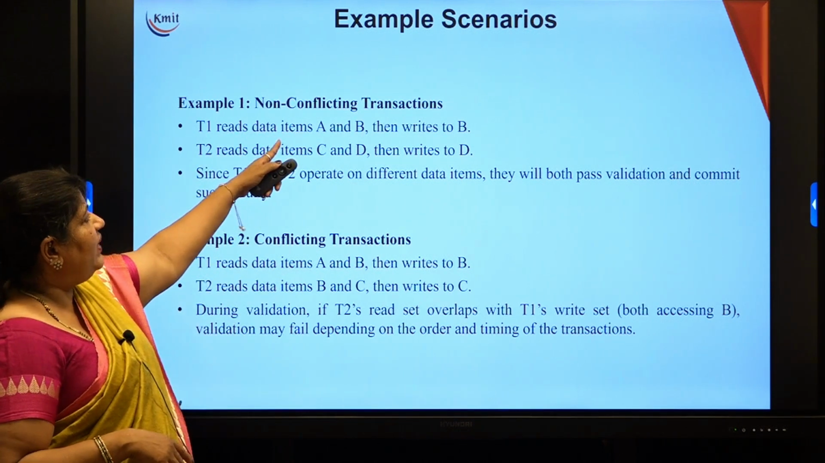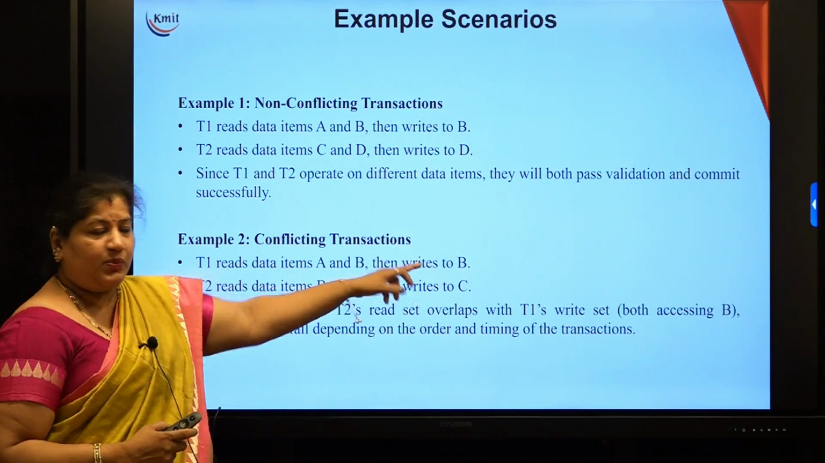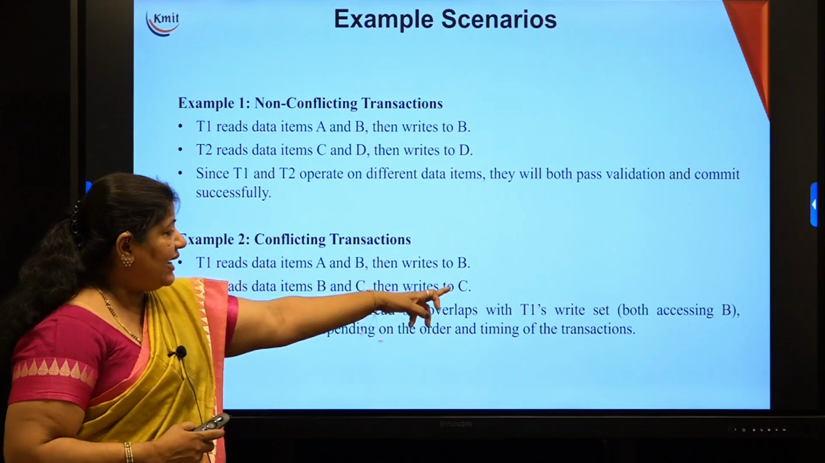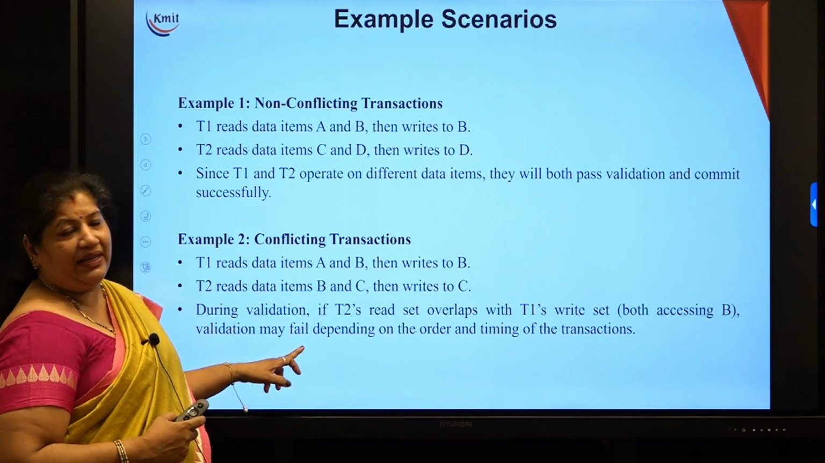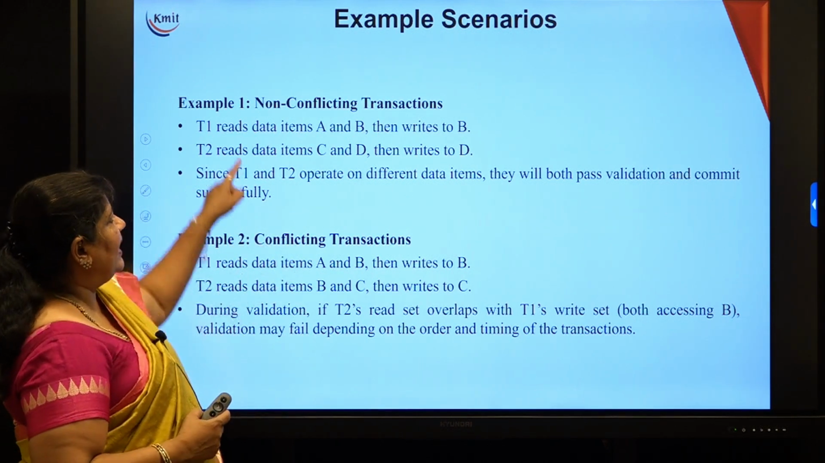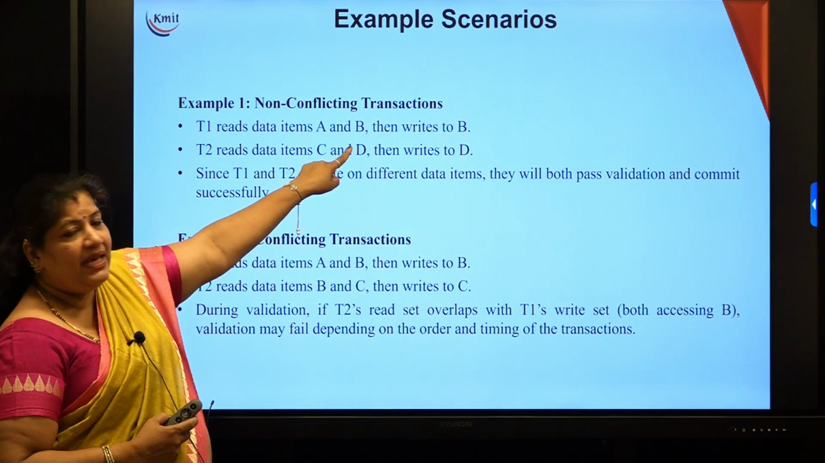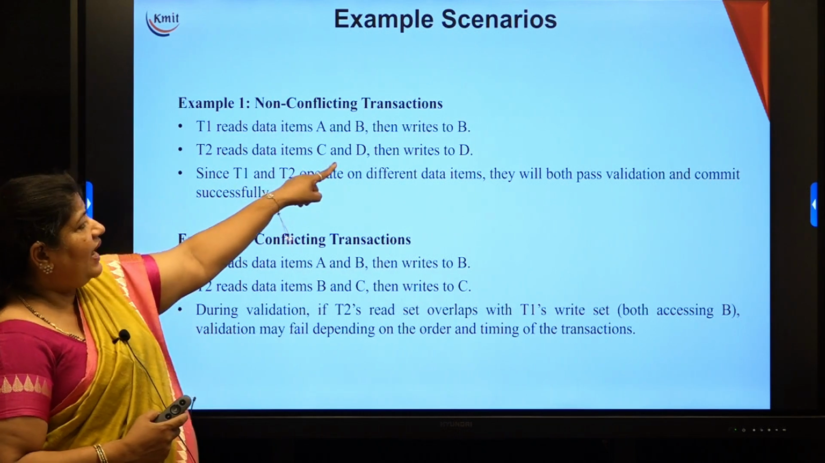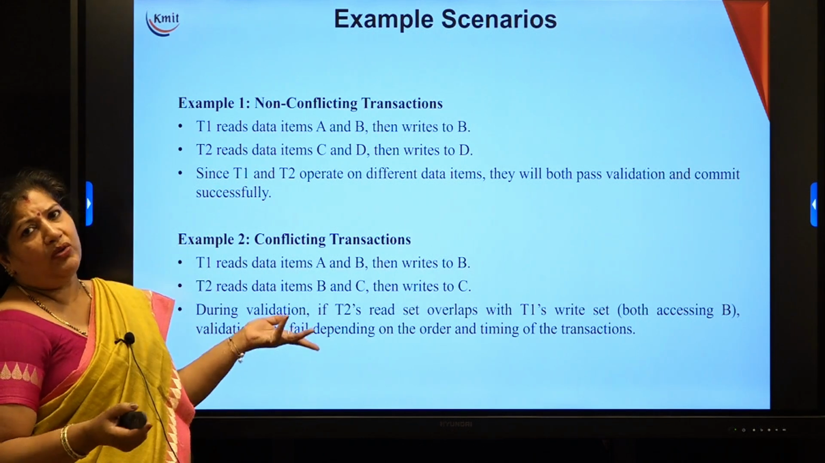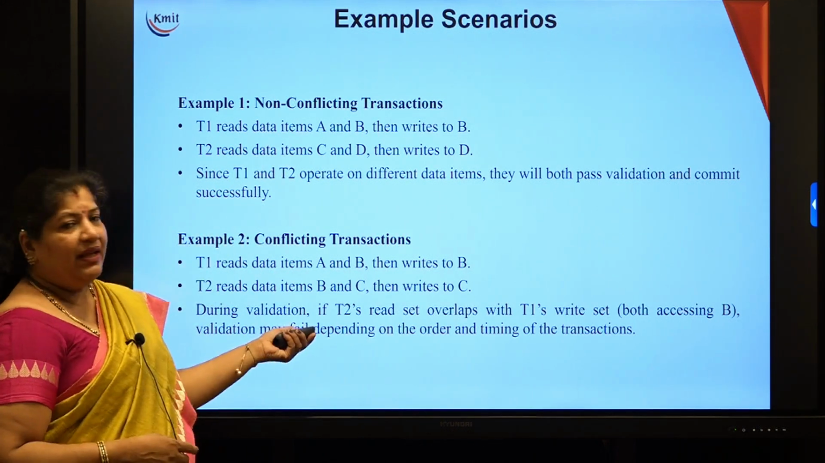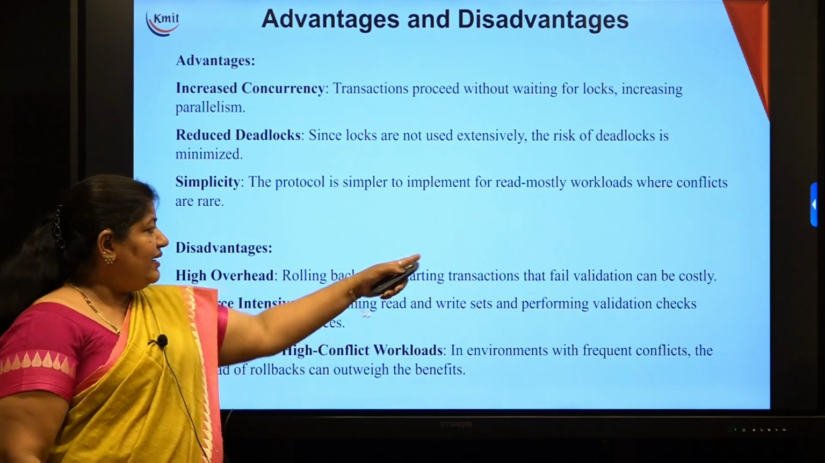We can see that if they have the same data objects, look at this: T1 reads A and B and writes B, T2 reads B and C and writes C. So T1 writes B and here T2 reads B, so there is a conflict. This is going to be a conflicting transaction. Whereas in the first case, T1 reads data items A and B and writes B, T2 reads data items C and B and writes D. Two different sets of data items, so non-conflict. There is no conflict there, and there is a conflict here because of the common data. That is where we say it should not intersect.